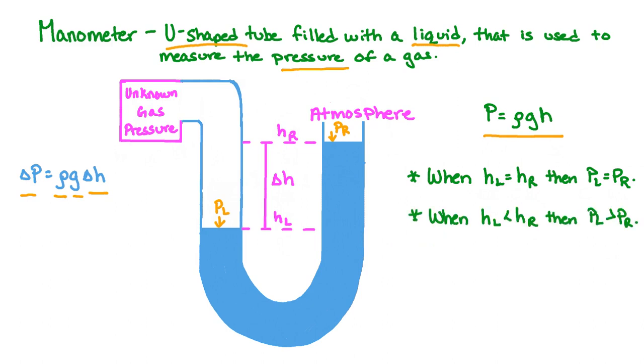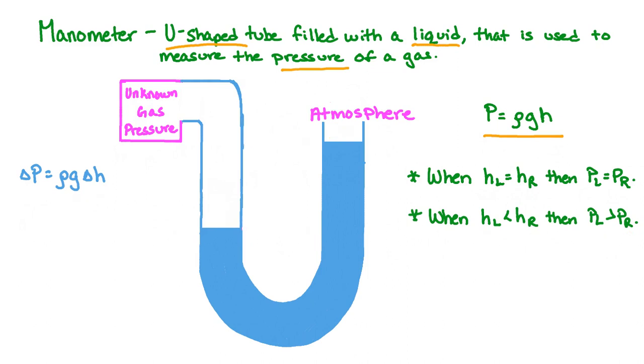In general, when we have a manometer that is filled with a liquid that is the same throughout, and the height of the liquid in the left tube is less than the height of the liquid in the right tube, then we can say that the pressure of the gas attached to the left tube will be greater than the pressure of the gas attached to the right tube.